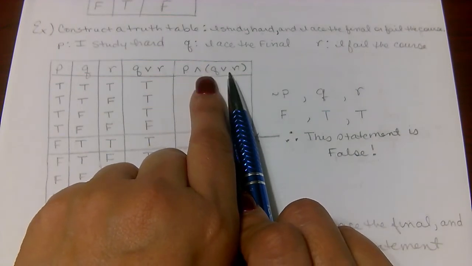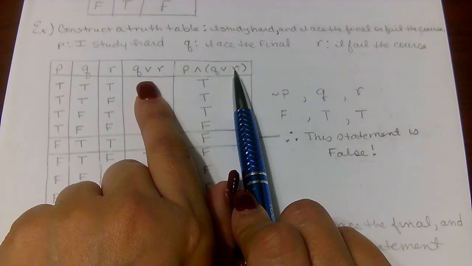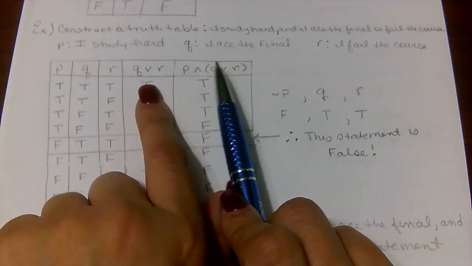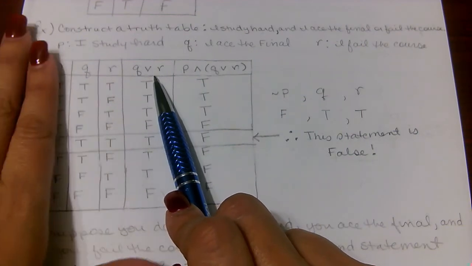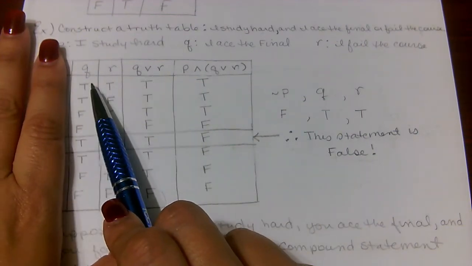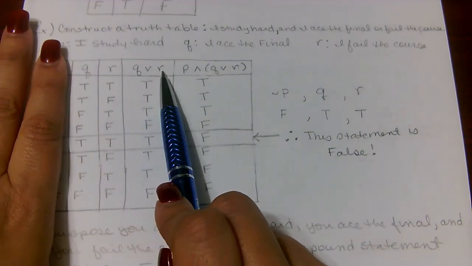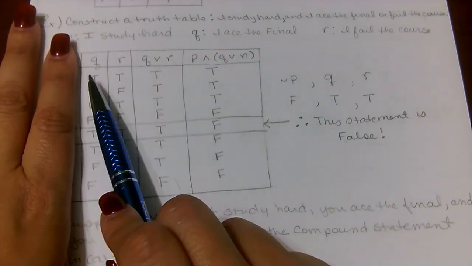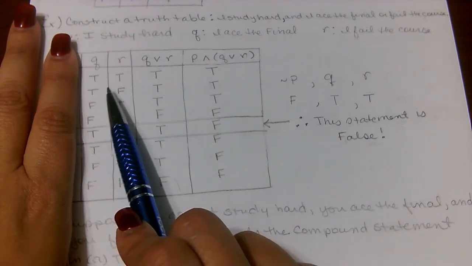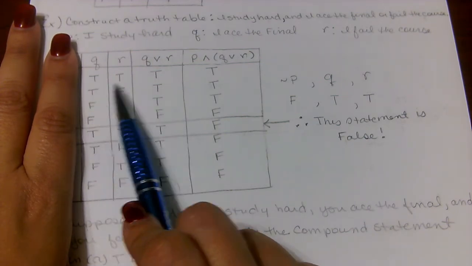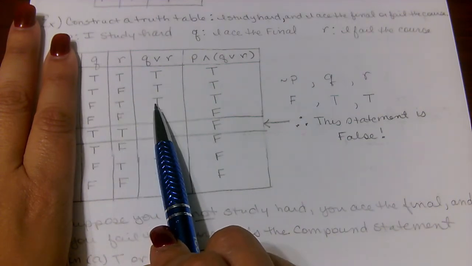Before I can get to here, I use the Q or R in the previous column so that way I can compare. So we'll start with the Q and R. So I'm covering up this one and I'm just looking here. Remember, Q or R means one or the other has to be true in order for it to be a true statement. Here, they're both true, so this is true. One of these is true, so it's still true. The other one is true, so it's true.